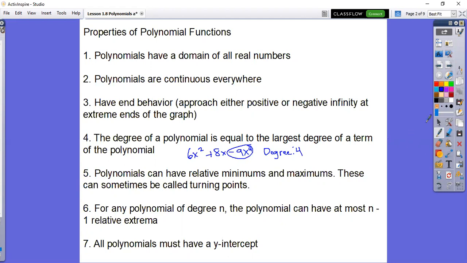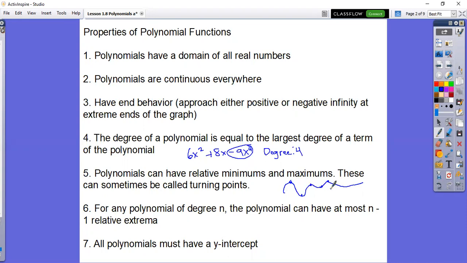Polynomials can have relative minimums and maximums. What that means is graphs can do something like this. Each of these points would be a relative minimum or maximum. These are also referred to as turning points. So any of those are relative minimums and maximums. Then for any polynomial of degree n, the polynomial can have at most n-1 relative extrema. So these relative minimums and maximums are the relative extrema or turning points, and the polynomial can have at most n-1 of them. So this one has 1, 2, 3, 4, 5.